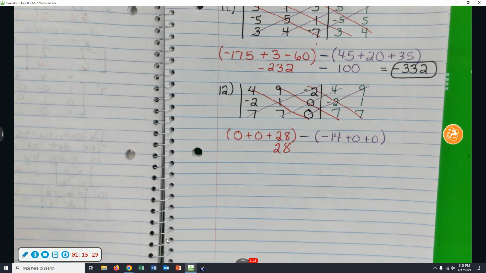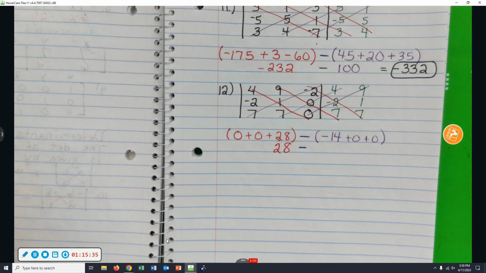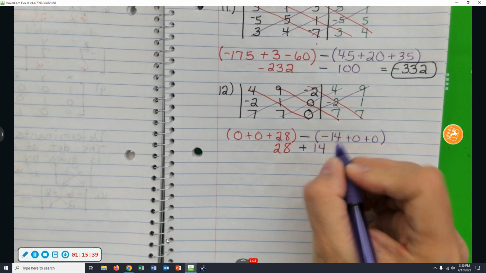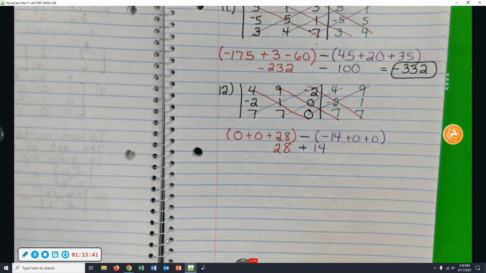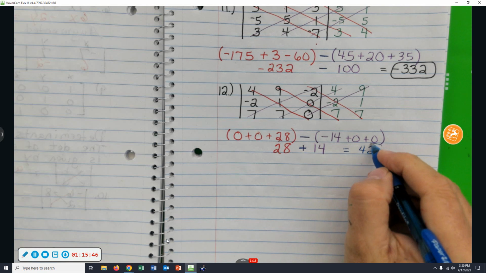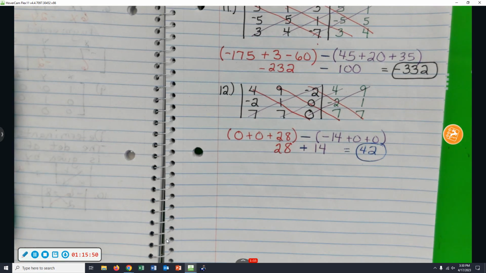Now be careful. That minus and negative is going to be a positive 14. Minus and negative. 42. 42? I think. 42.